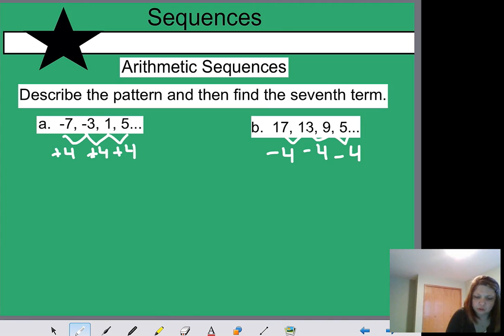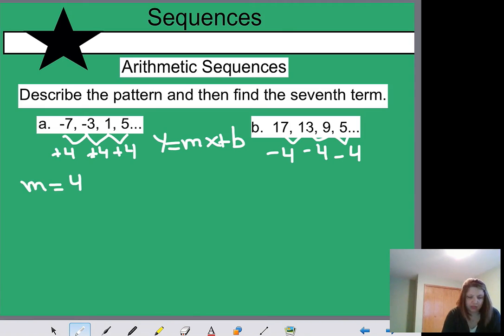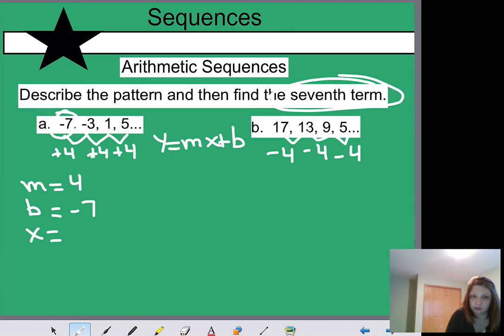So now, this is what we call common difference or common ratio. So if I'm using y equals mx plus b, we said that the common ratio will be m. So m is equal to 4 here. Then b is the very first term of the sequence, which is -7. And then x will be the term we're looking for, and that's the 7th term.